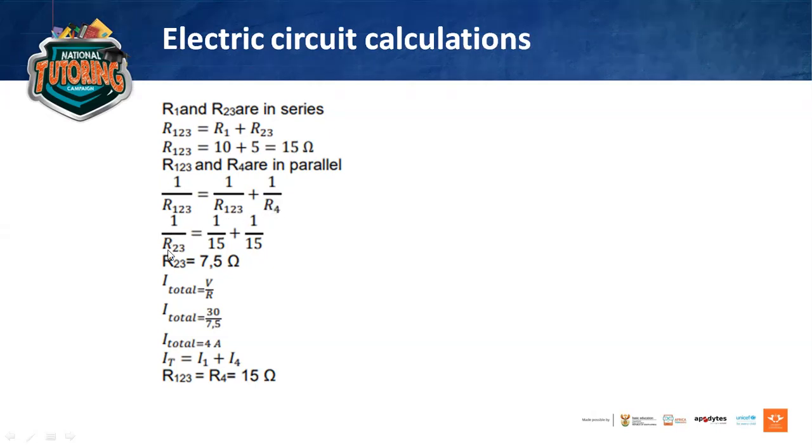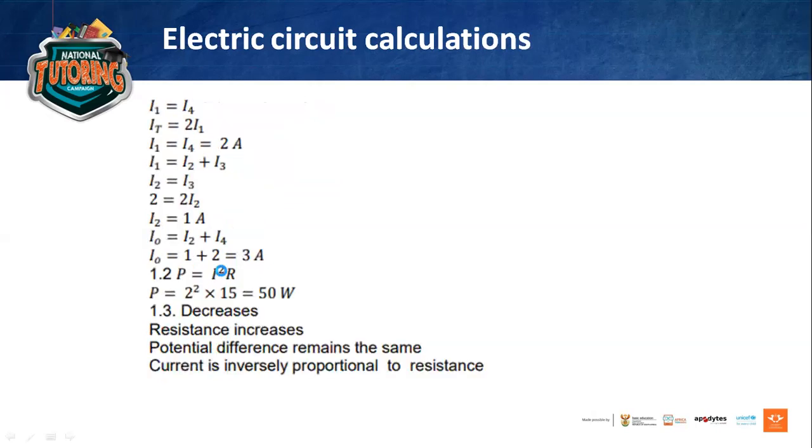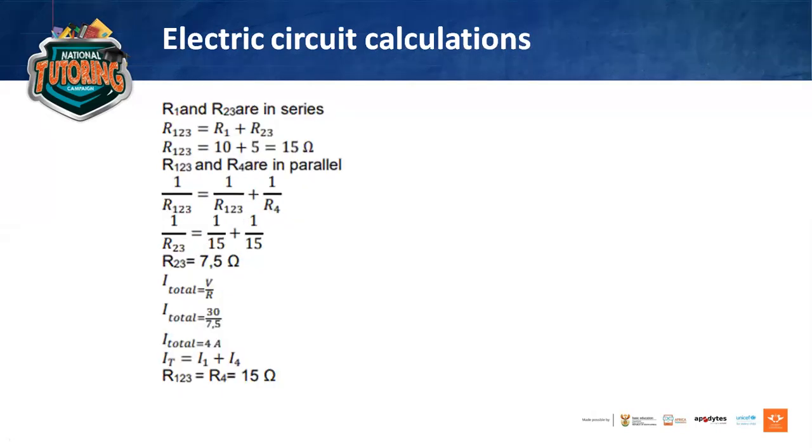And then 1 over R23 is equal to 1 over 15 plus 1 over 15, because our R4 is given as 15 as well. So our R23, don't forget to swap it around, because here it's going to be 2 over 15 and then you're going to swap it. It's going to be 15 over 2, and this is going to give you 7.5 ohms. Okay, I hope we're still together and you guys are still following.